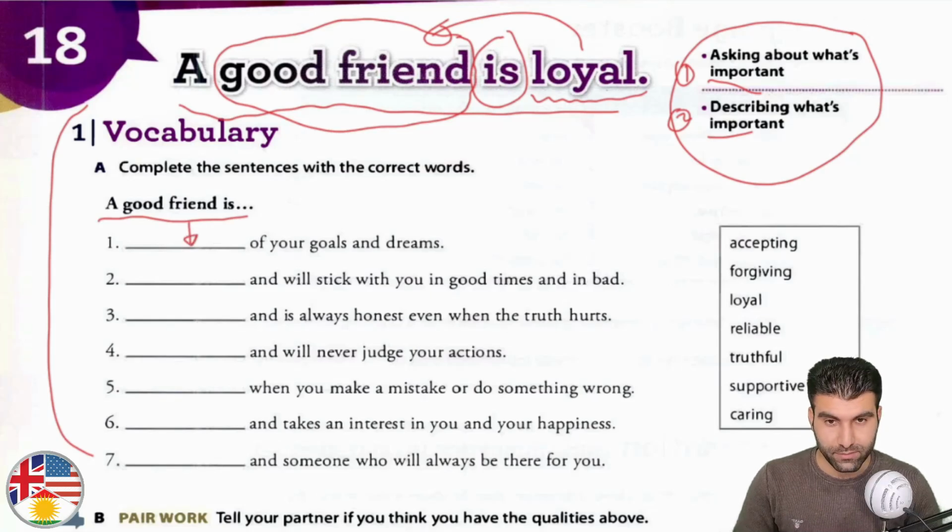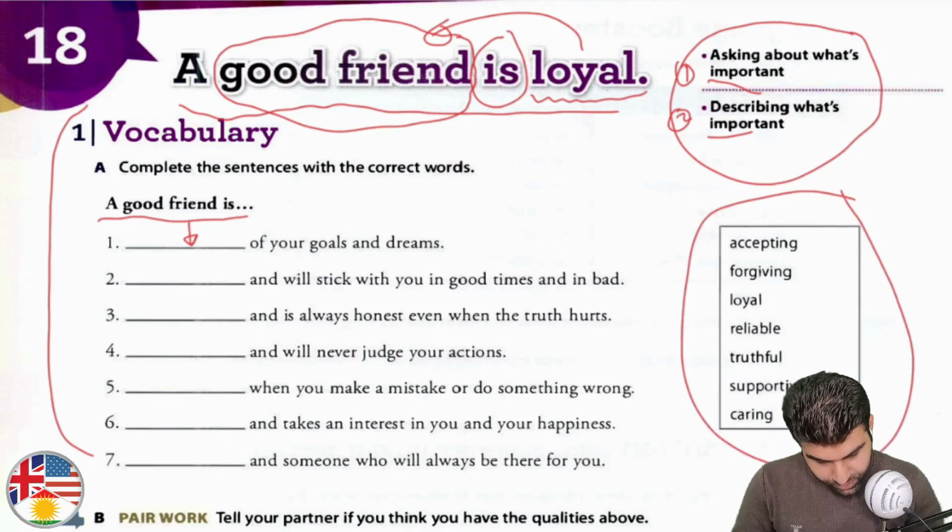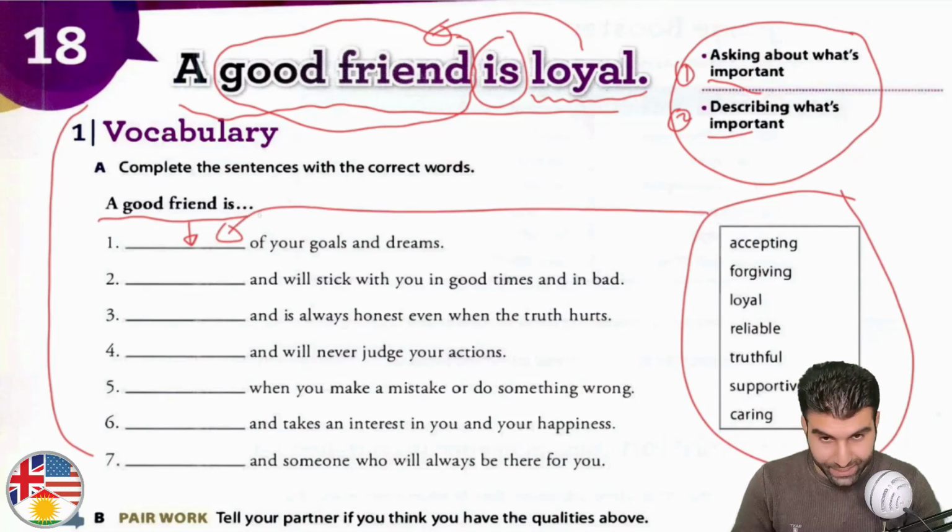A good friend is blank of your goals and dreams. So you have a couple of words here in this column. All you have to do is just put them in these blanks.